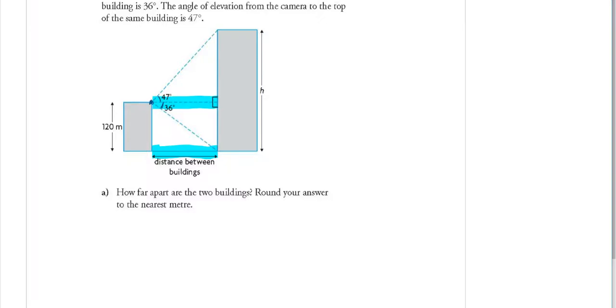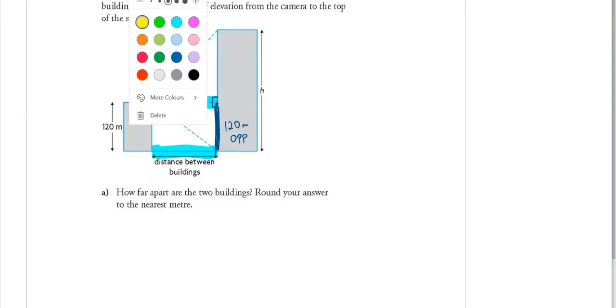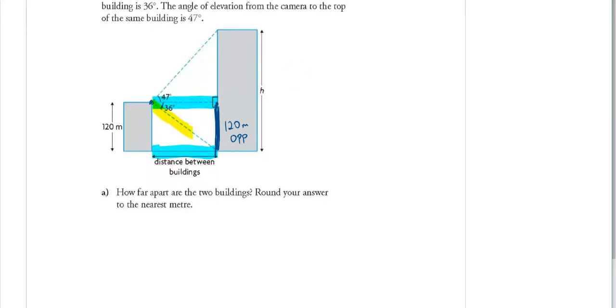I have an angle. That's going to be my reference angle. I also know the height of my tower is 120 meters, which would be the same height as this part of the triangle. So I'm going to just highlight this part of my triangle. That is also 120 meters. That is also the opposite side if I look at the right angle triangle formed by the 36-degree angle.